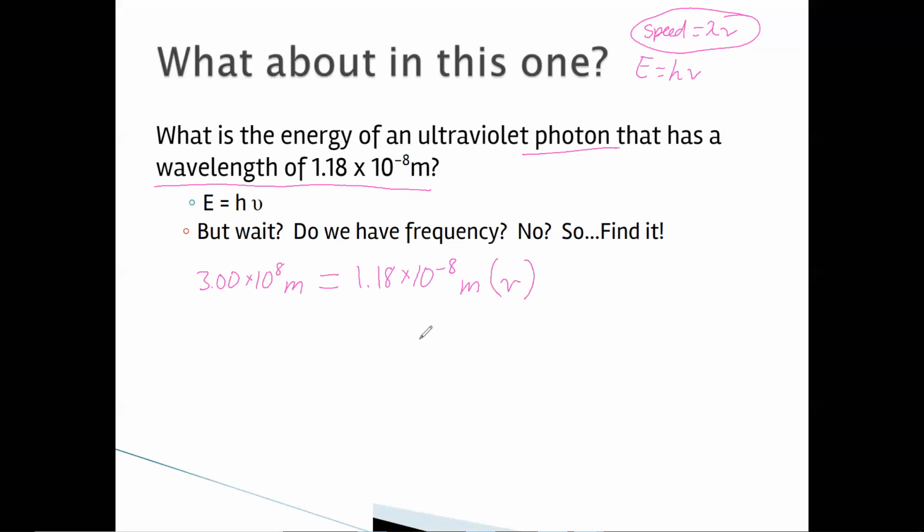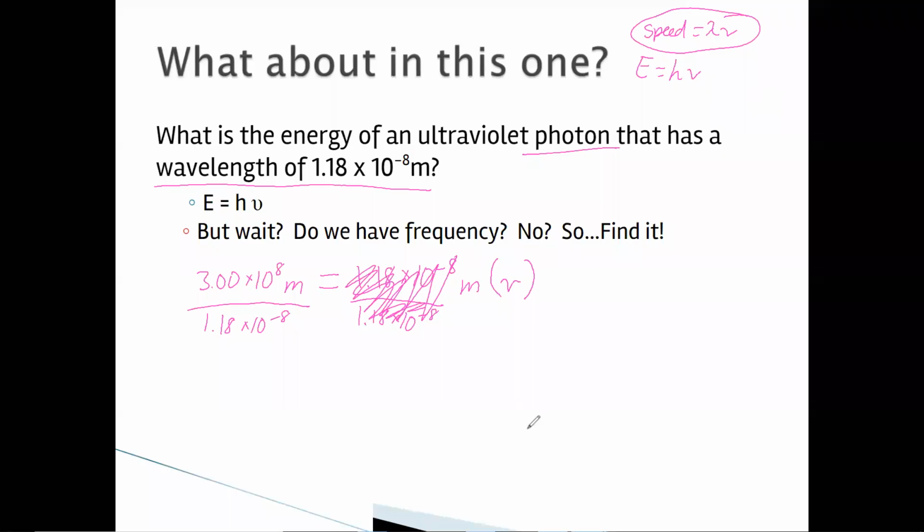Okay, so now we have a solvable equation. We can solve for frequency, which we're going to do by dividing both sides by this number to isolate frequency. So we divide by 1.18 times 10 to the negative 8th. We divide this side by 1.18 times 10 to the negative 8th. This goes away. And we just do this simple division here to get our frequency.